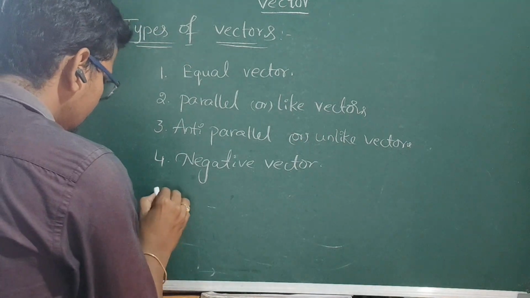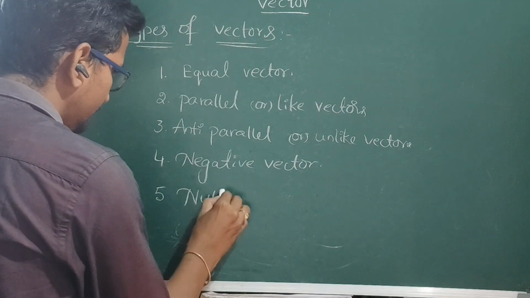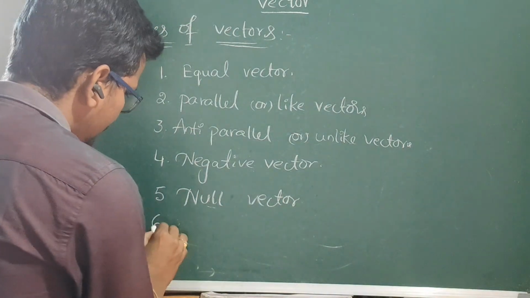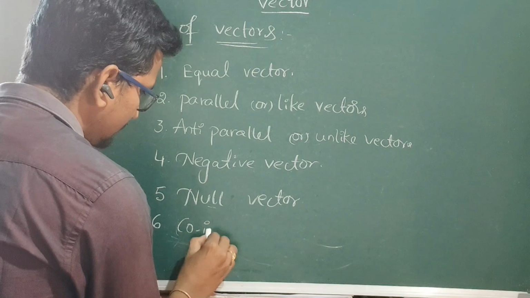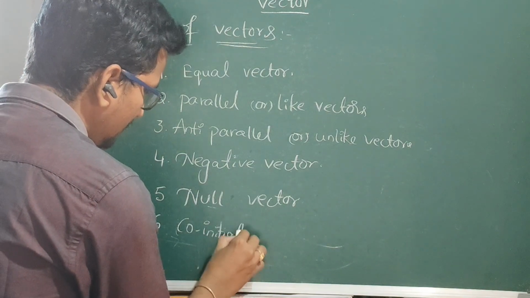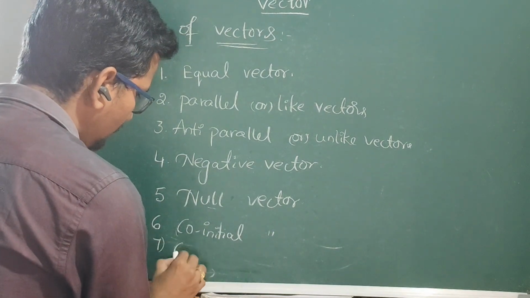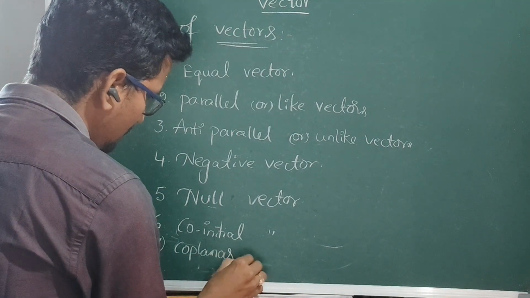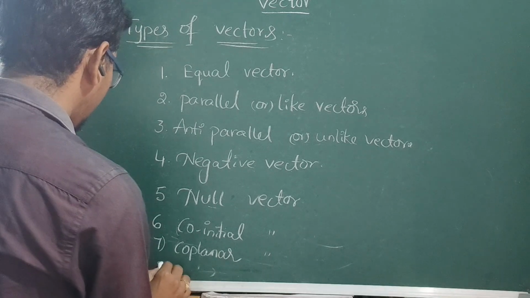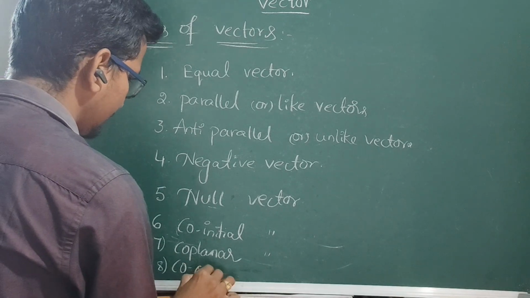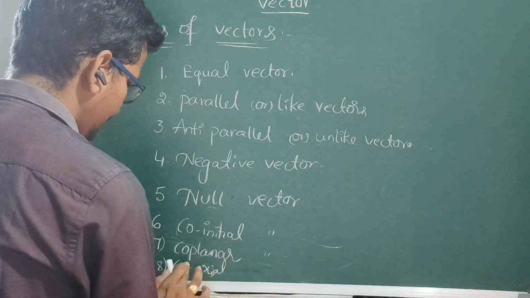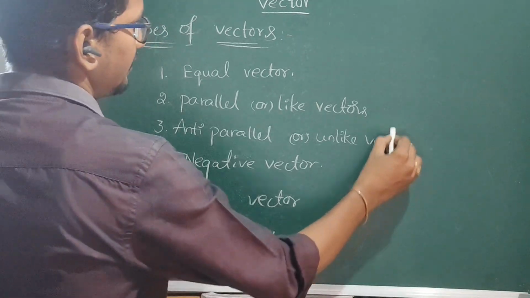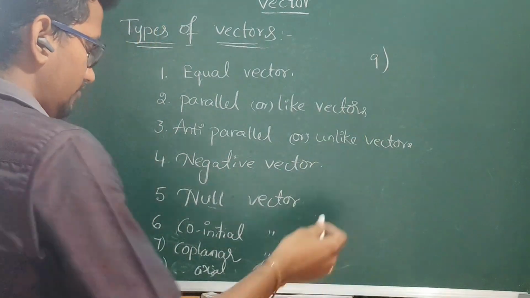Next, the fifth one is null vector. The sixth one is co-initial vector. And the seventh one is co-planar vector. Next one is co-axial vector, which we can simply call axial vector. And next one, polar vector.